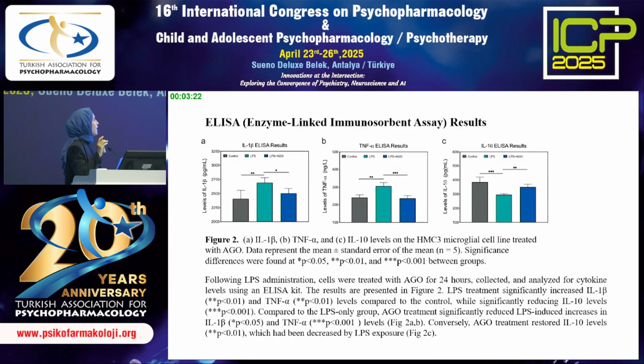LPS treatment significantly increased the IL-1 and TNF levels compared to the control, while significantly reducing IL-10 levels. Compared to the LPS-only group, AGO treatment significantly reduced LPS-induced increases in TNF-alpha levels. Conversely, the AGO treatment restored IL-10 levels, which had been decreased by LPS exposure, as can be seen in figure 2C.